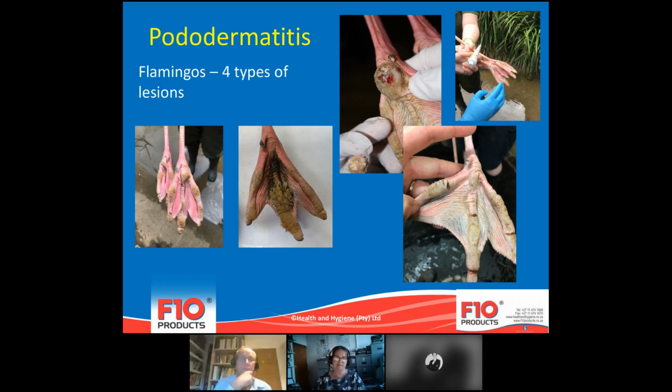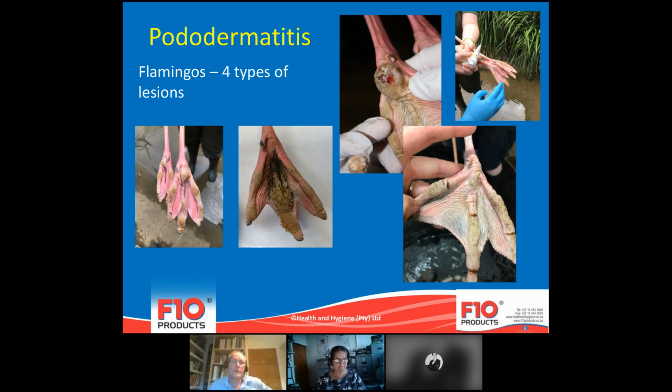Obviously, if they're going straight out, it probably doesn't last very long. But if we have some that are bad, we will hospitalize a small group of them indoors together. And then we'll apply the F10 wound ointment daily.